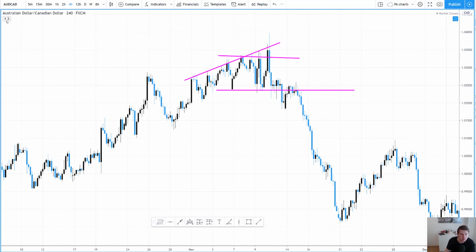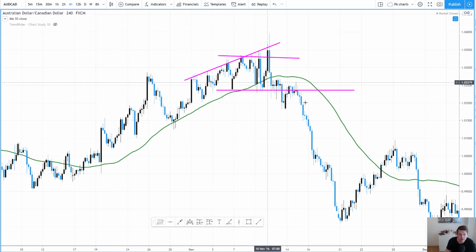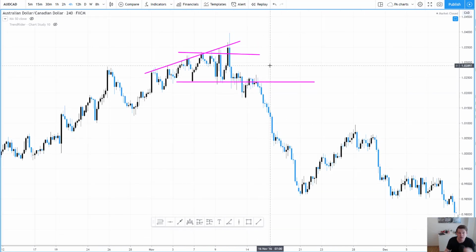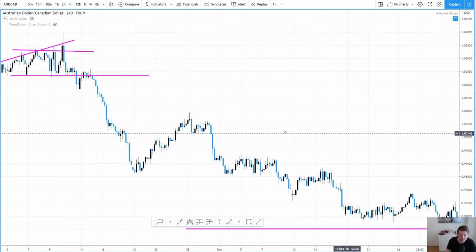Obviously, we could use other tools. I also use the 50-period moving average in my own trading, which helps us time trades as well. And you could use the trend rider. But most importantly, you don't trade failed and fake breakouts just on their own. You need to really wait for the pattern to emerge on the lower time frame.